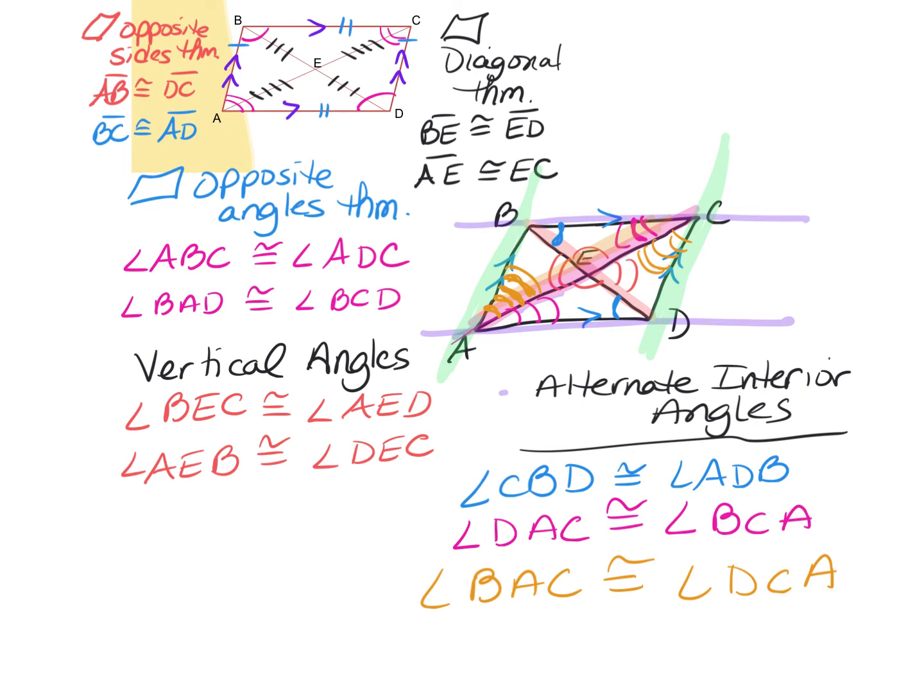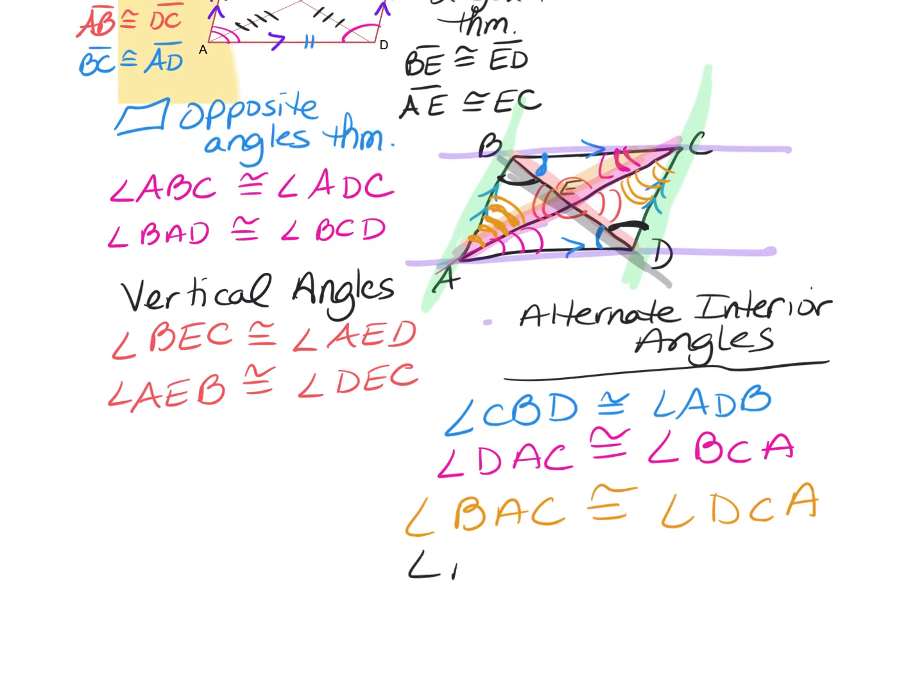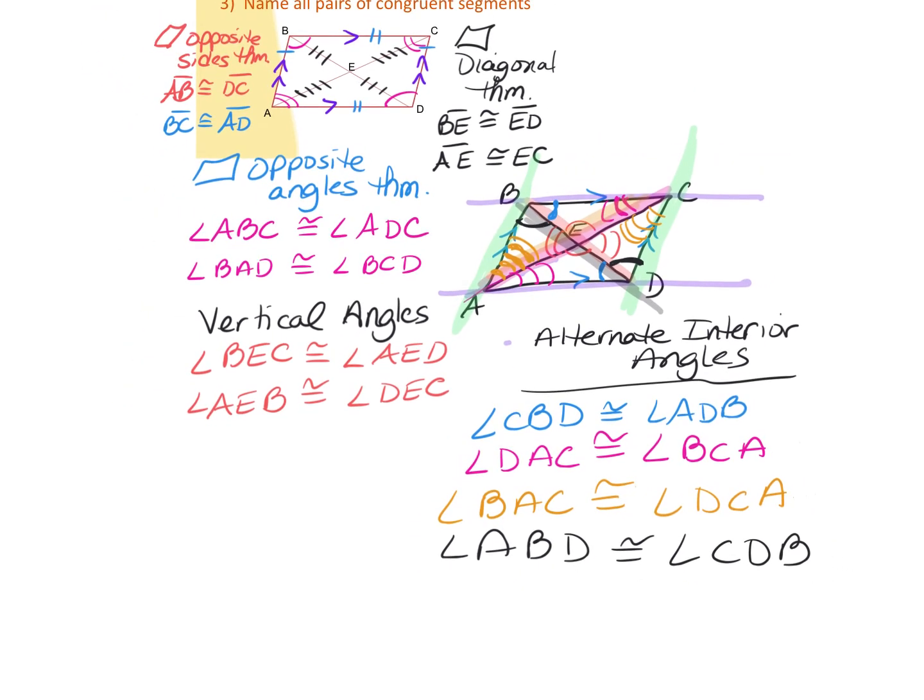And then I'm going to use the other transversal, going with BD this way. So now the black and the green together make this angle right here congruent to this angle right here. So angle ABD is congruent to angle CDB. So I actually have 8 angle pairs in this picture that I can find are congruent once you're just given that it's a parallelogram.